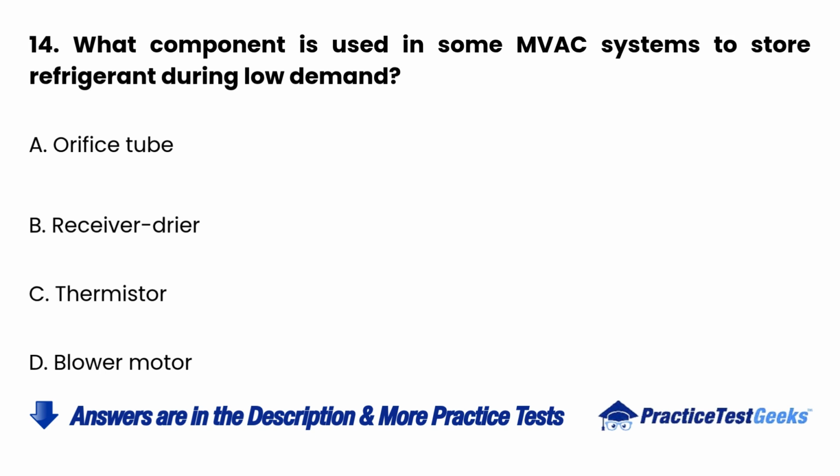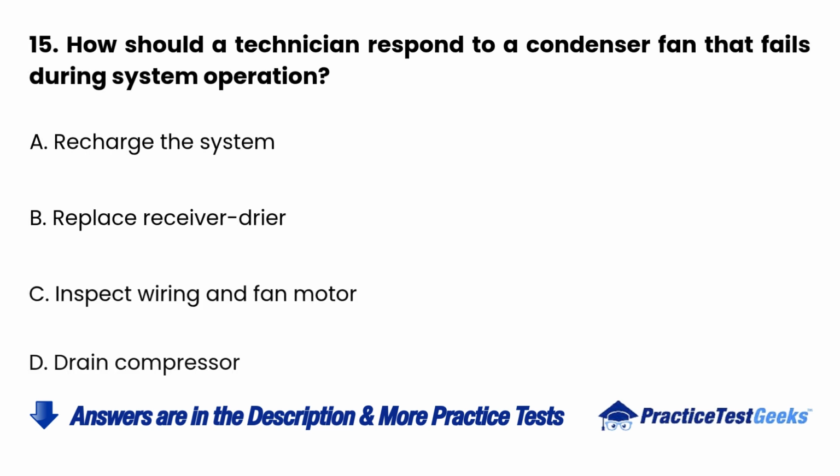A. Orifice tube. B. Receiver dryer. C. Thermistor. D. Blower motor. 15. How should a technician respond to a condenser fan that fails during system operation? A. Recharge the system. B. Replace receiver dryer. C. Inspect wiring and fan motor. D. Drain compressor.